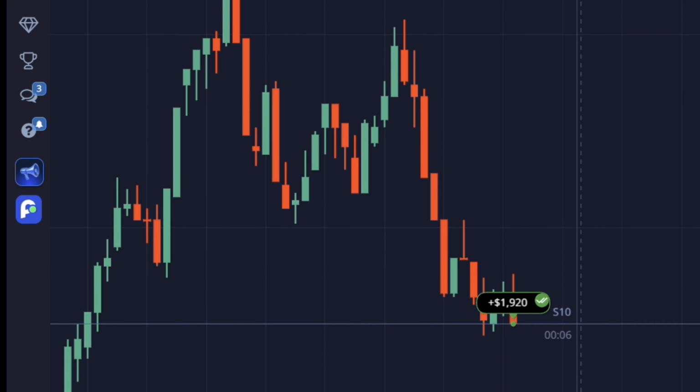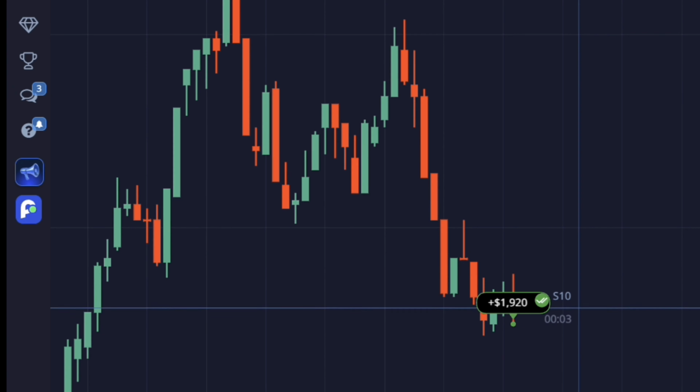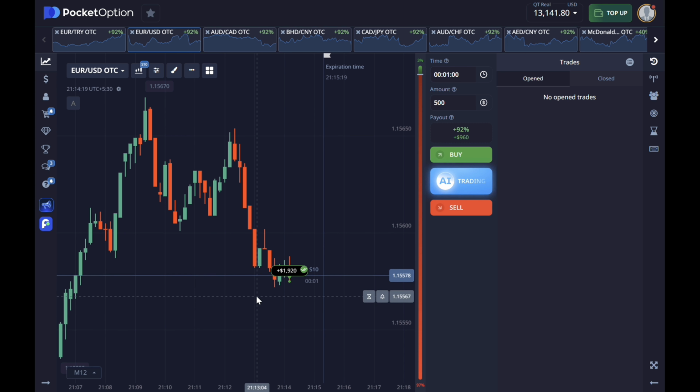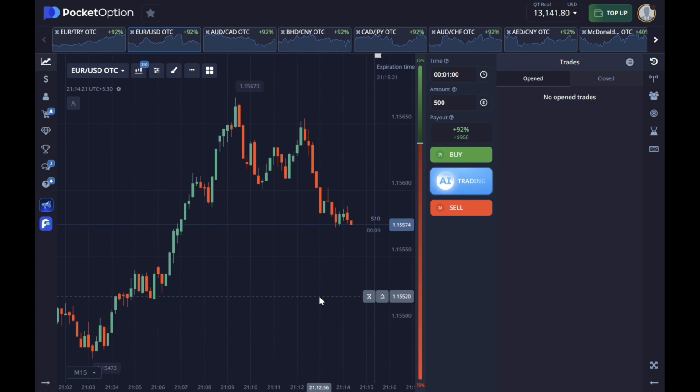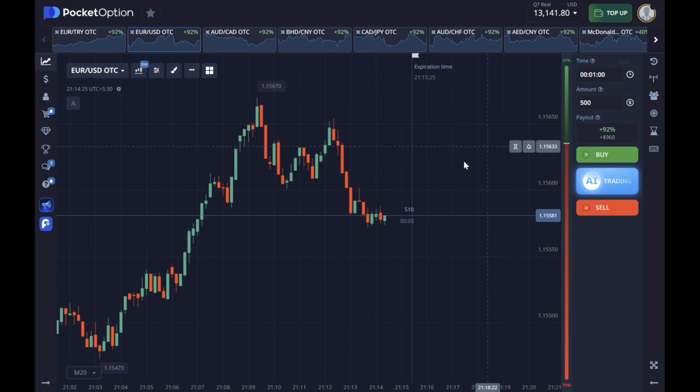Okay, so our trade has been won here and we've booked a pretty good profit. Okay, so here we'll change our amount to 4 and take one more entry. Alright, this will be our last trade.